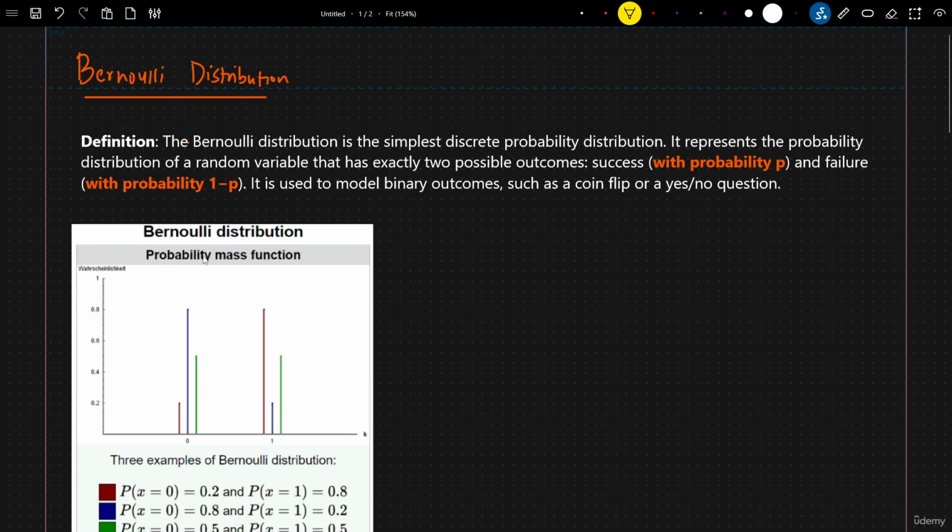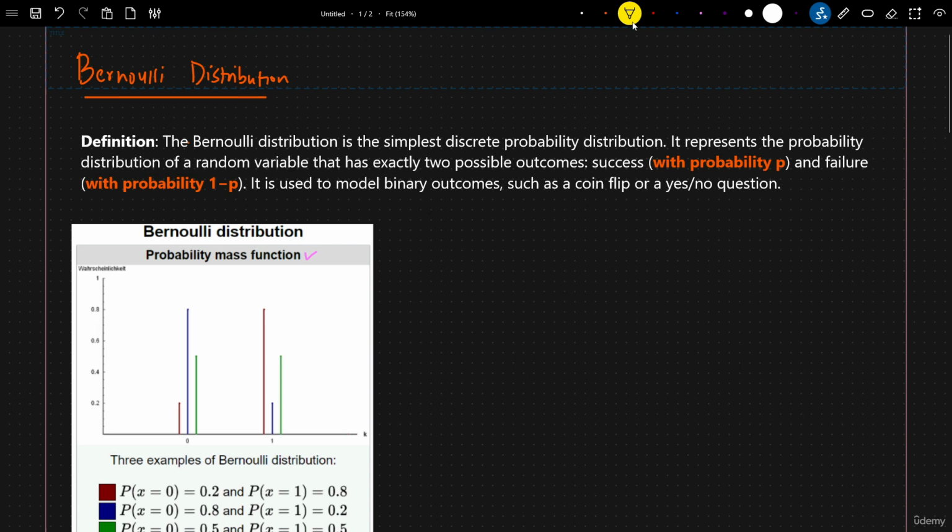Now let's go ahead and understand the definition of Bernoulli distribution. So a Bernoulli distribution is the simplest discrete probability distribution. Now, since this is having a discrete random variable, in order to create this distribution, we will be using probability mass function. Okay. It represents the probability distribution of a random variable that has exactly two possible outcomes: success with probability P and failure with probability 1 minus P. It is also used to model binary outcomes such as a coin flip or a yes or no question.